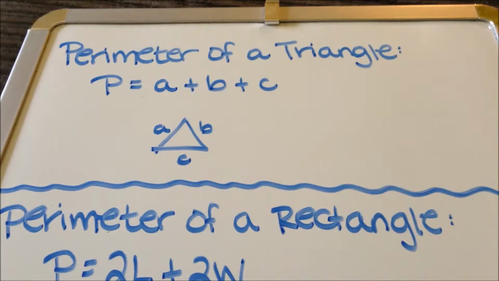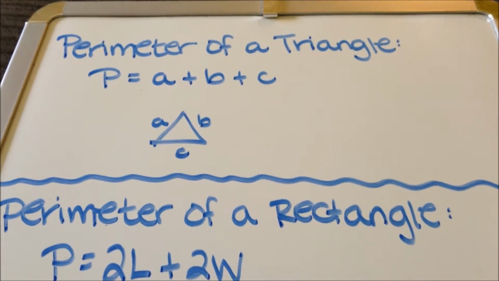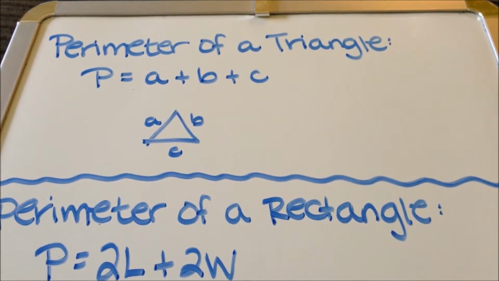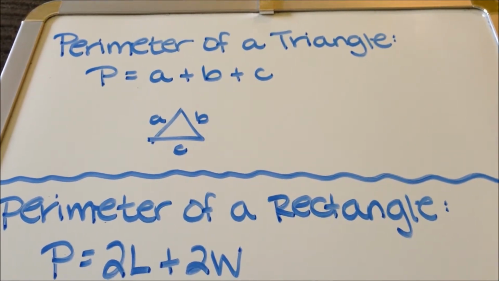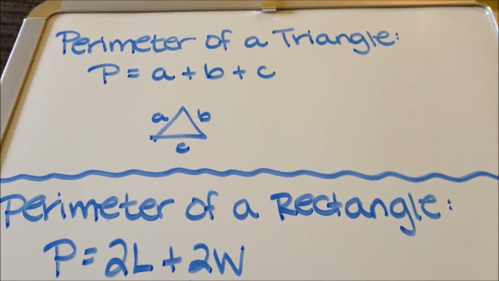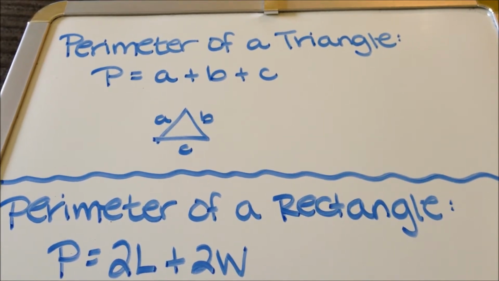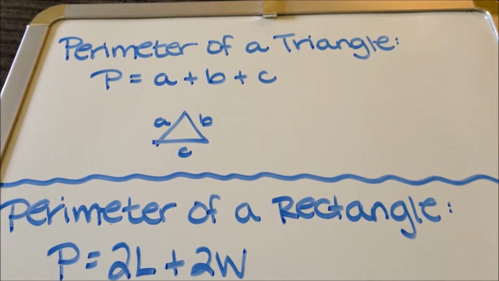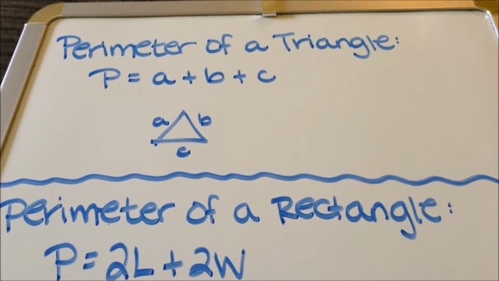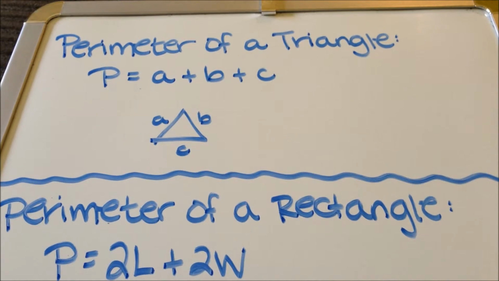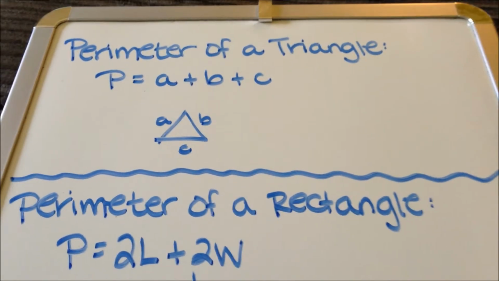Let's discuss some perimeter formulas, starting with the perimeter of a triangle. The formula is P equals a plus b plus c, all lowercase except for the P. And if you take a look at my drawing of a triangle, you'll see each side is labeled, one as a, one as b, and one as c. The perimeter is simply the addition of all three sides.